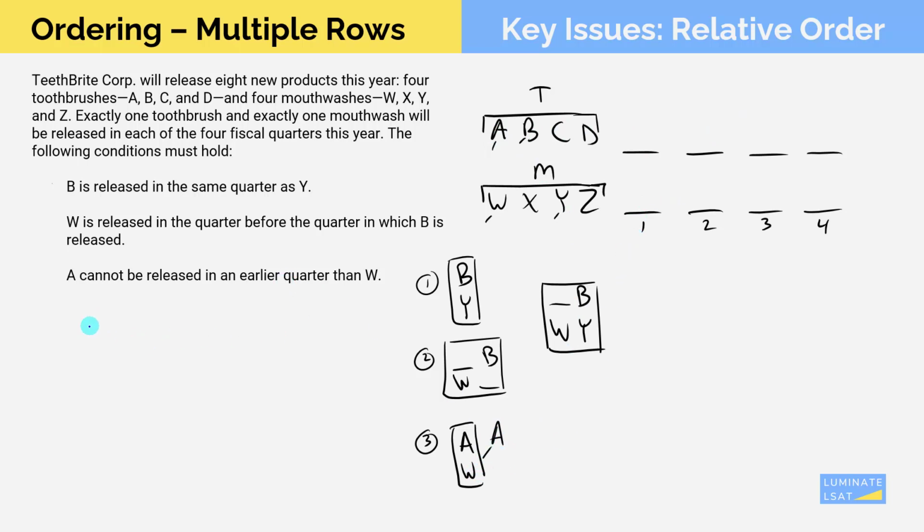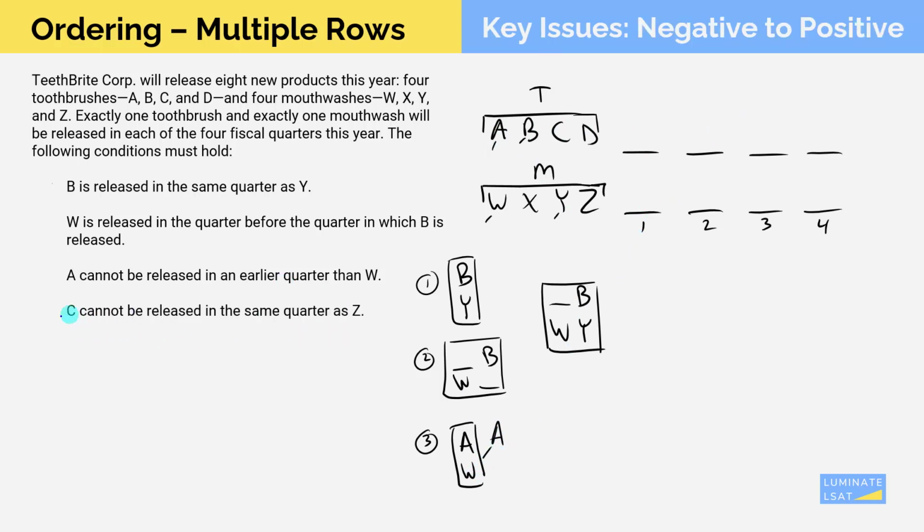Now let's take a look at the last rule here which I've added, which says C cannot be released in the same quarter as Z. So C is a toothbrush, Z is a mouthwash. That's why visually what this rule means is you cannot put letter C immediately above Z.